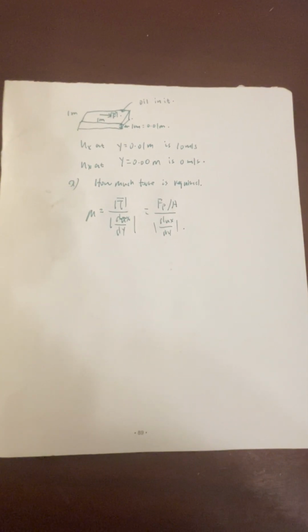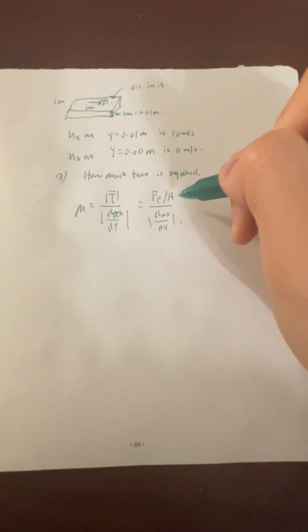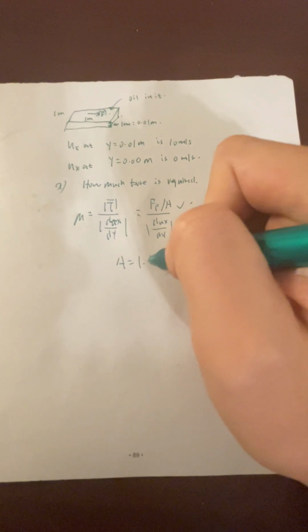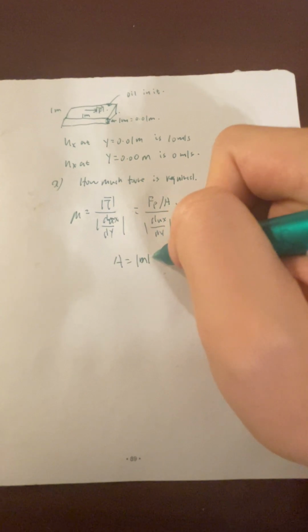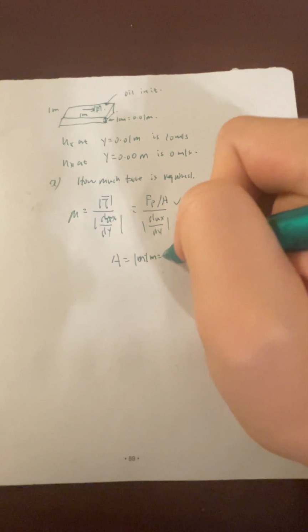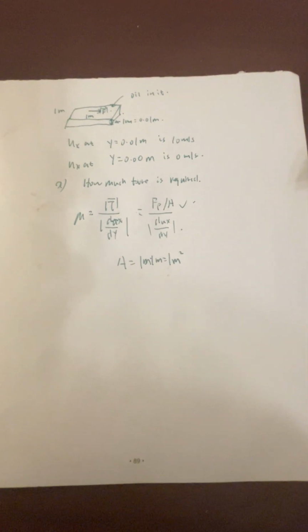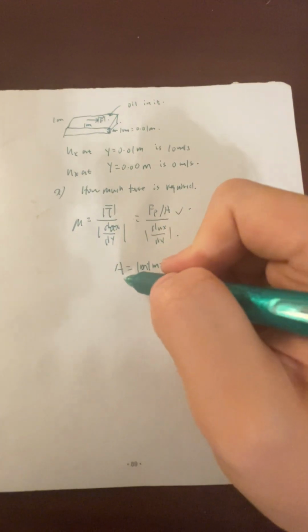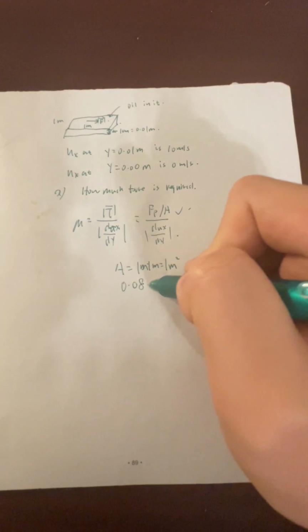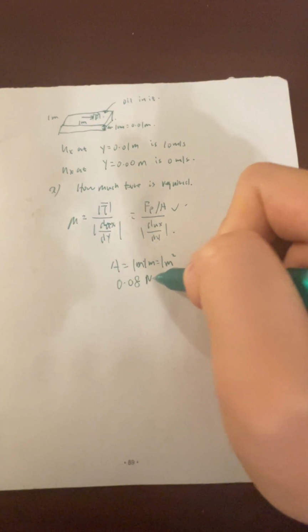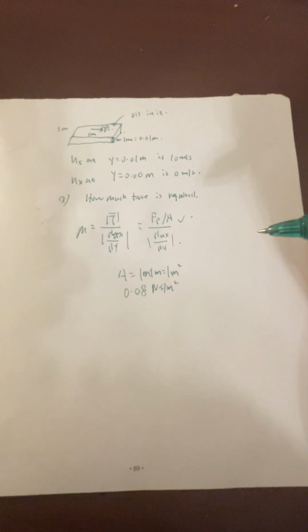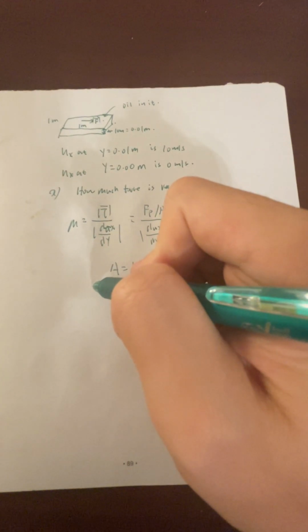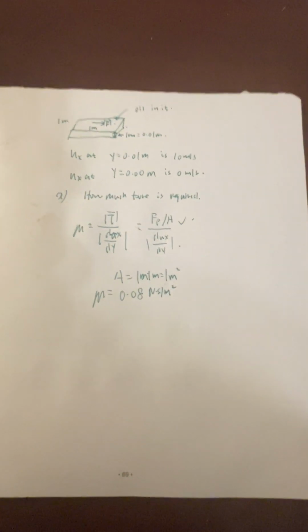So right now we have known the area. The area equals 1 meter multiplied by 1 meter equals 1 meter squared. We know the viscosity. Viscosity for this one should be 0.08 Newton second per meter squared, which is the viscosity for the oil.